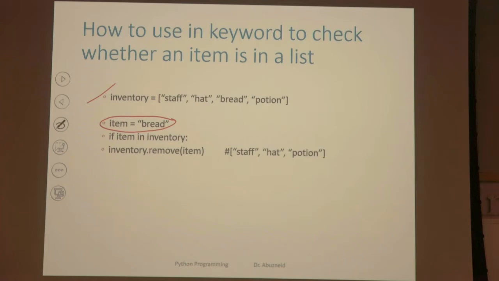okay, what happened, is this correct here? It has to go like this, we have indentation, right? There's a mistake here. So if item is in inventory, so in inventory. Inventory is a list, in, okay? Then inventory.remove the item. So you could remove the item.